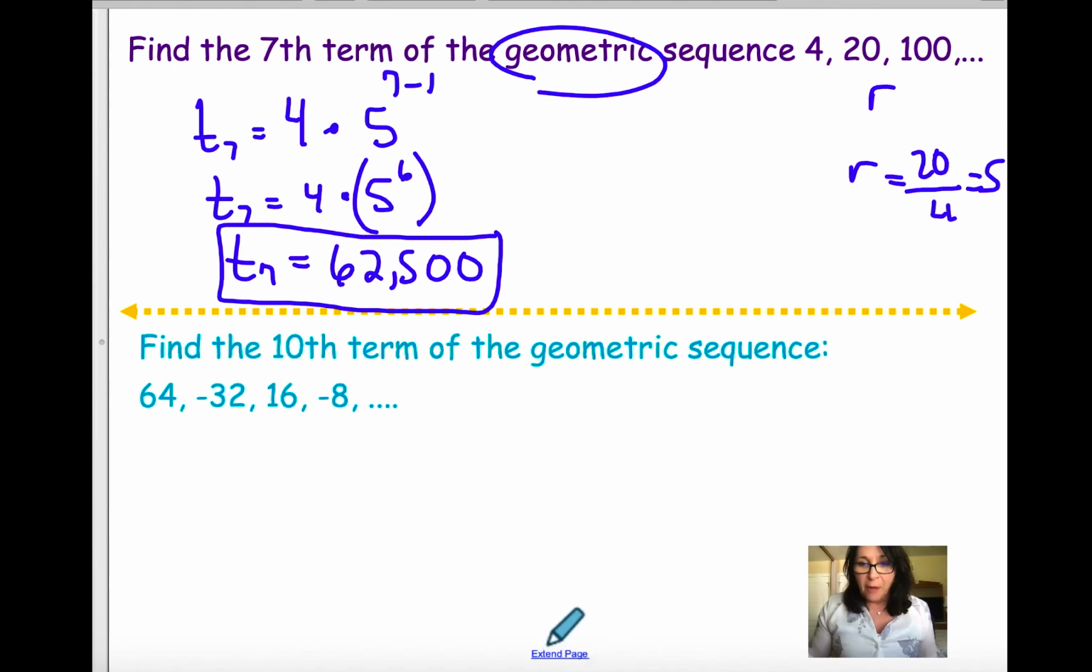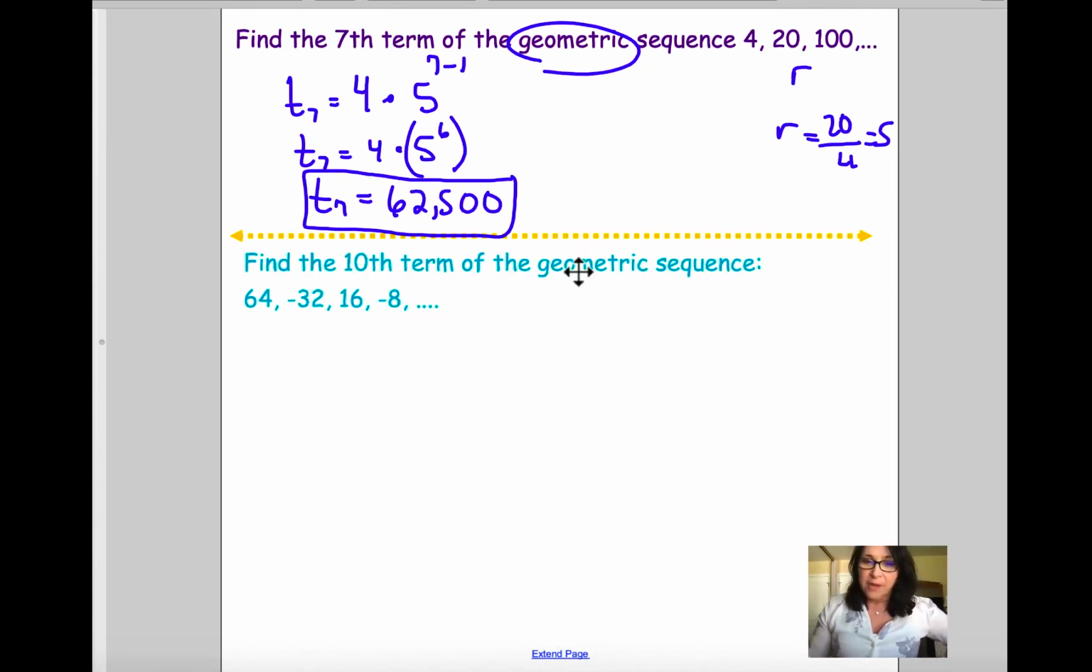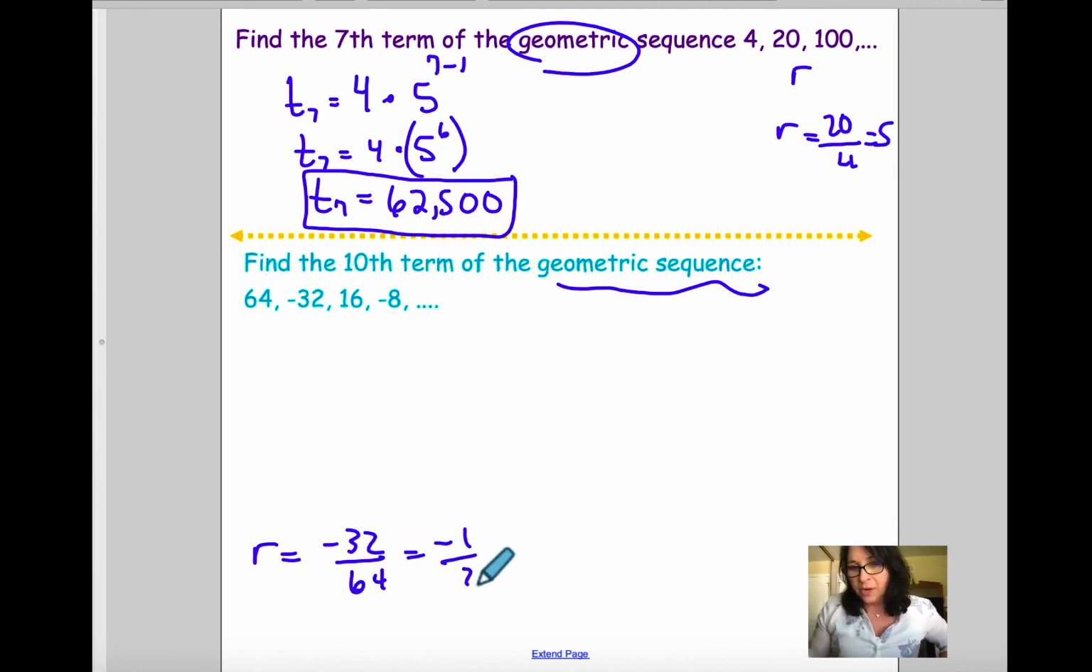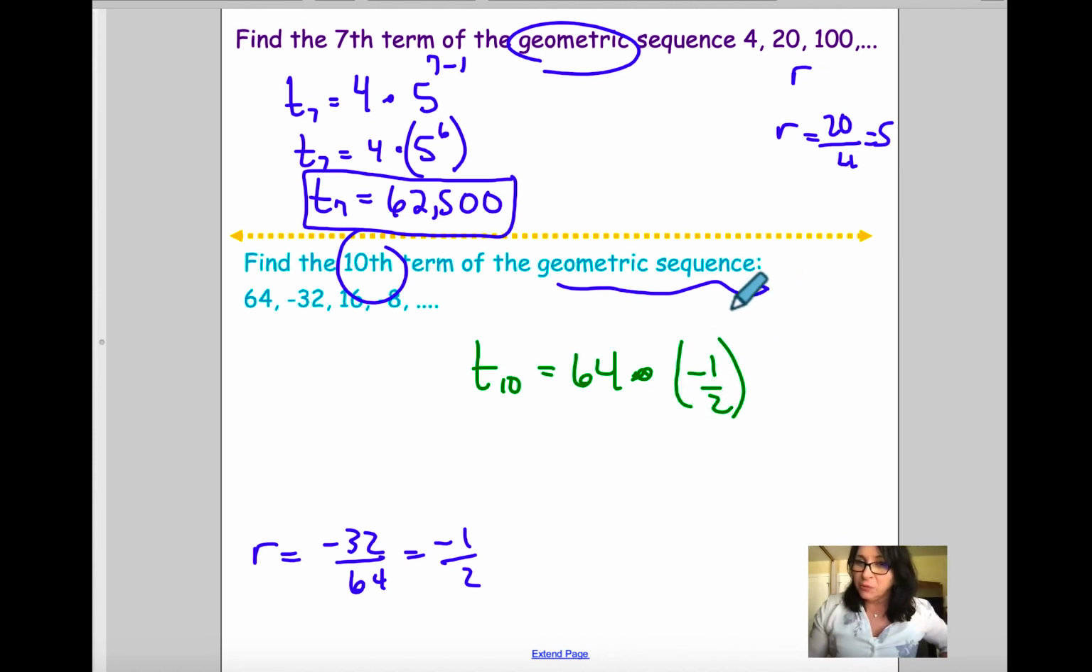All right. So for this problem, find the 10th term. And again, they're telling me it's geometric. Take the second term divided by the first. So the ratio is going to be negative 32 divided by 64, and that's going to give me negative 1/2. So my common ratio is negative 1/2. So I want to find the 10th term. T of 10 is equal to my first term times my common ratio, negative 1/2, to the n minus 1 power, or 10 minus 1 power.